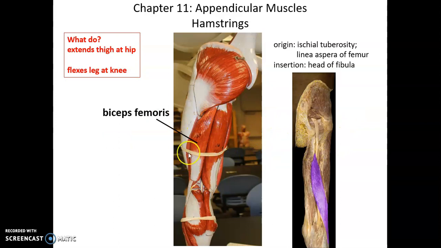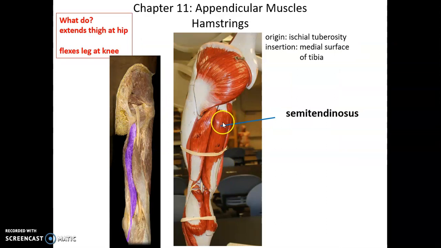Flipping over to the posterior side, we can look at the hamstrings. First up is biceps femoris. Biceps femoris has its origin in the ischial tuberosity and linea aspera of the femur, and it inserts into the head of the fibula. So this is a lateral muscle, and it can extend the thigh at the hip and also flex the leg at the knee.